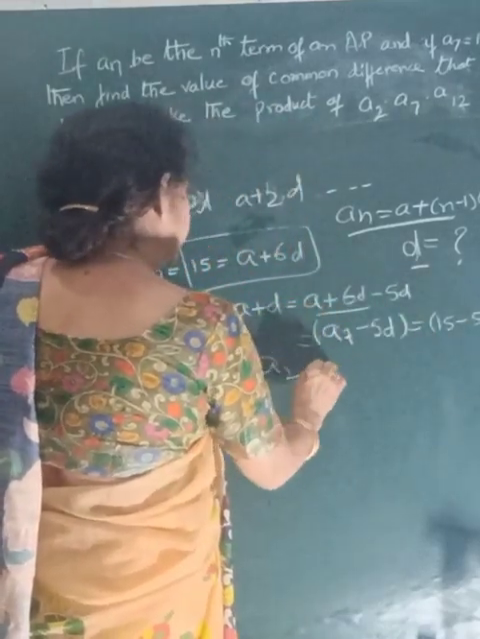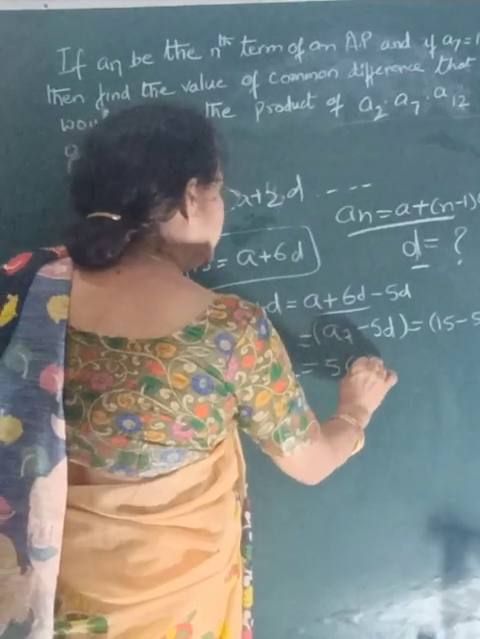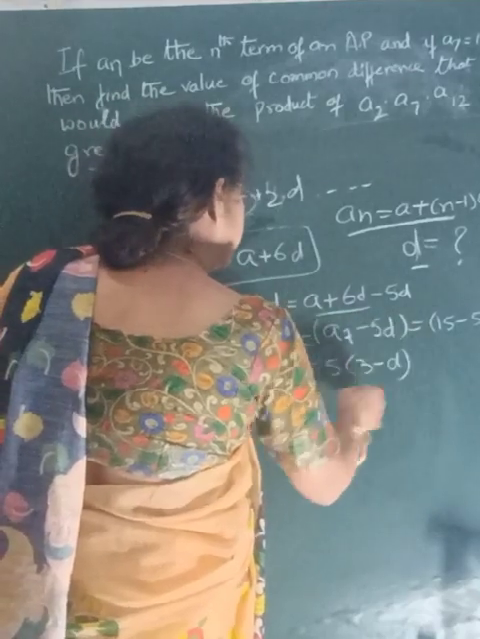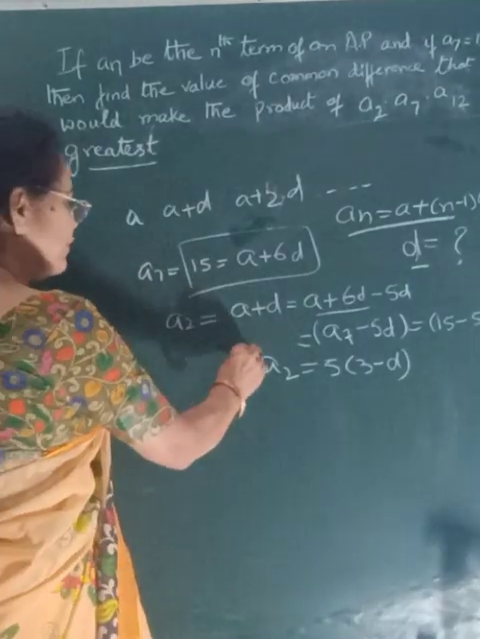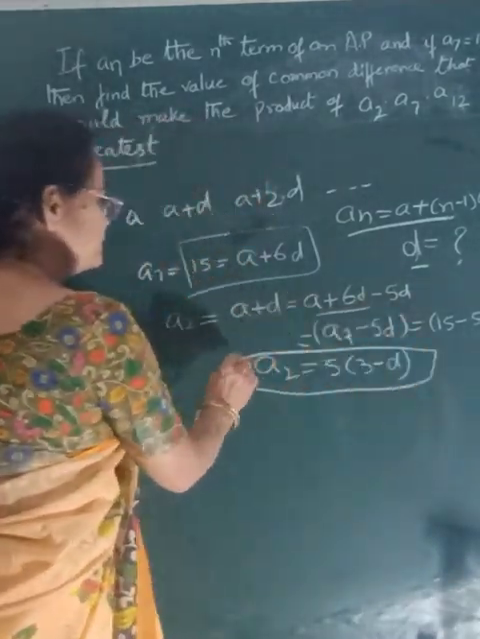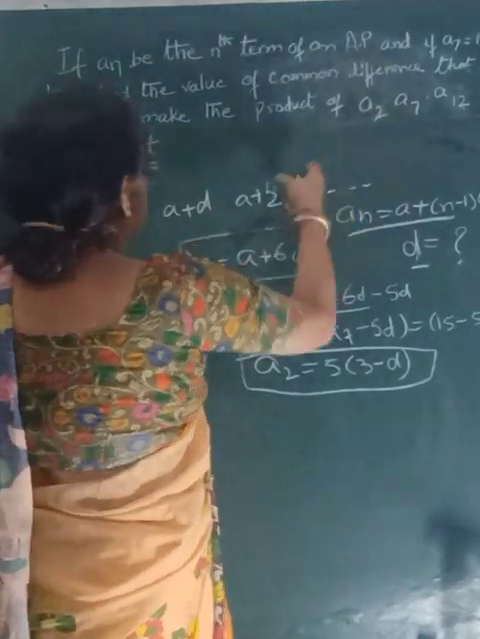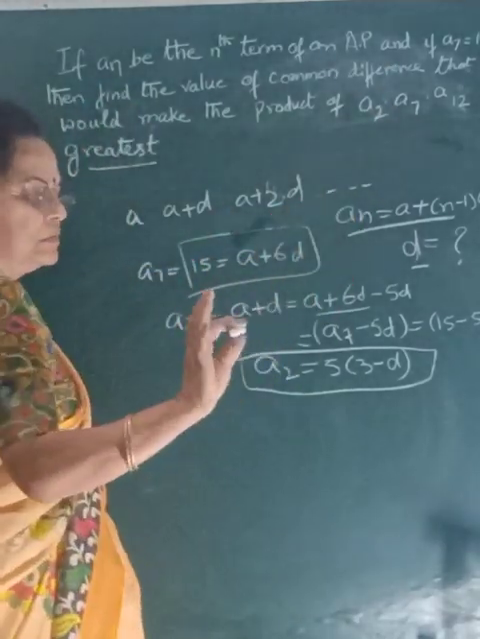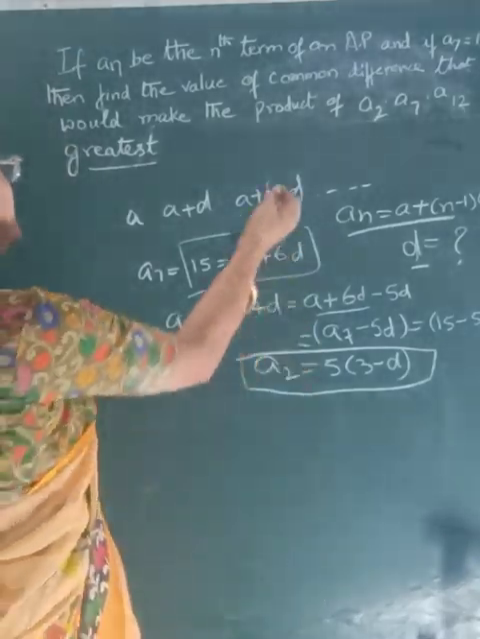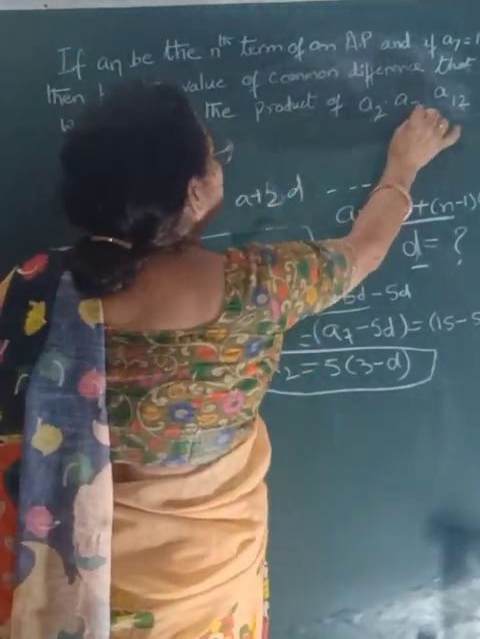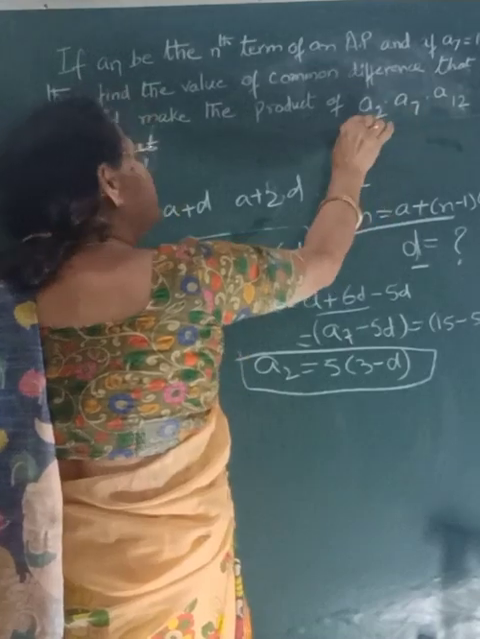Or A2 will be 5 into (3 minus D). Okay, this is the value of A2. Correct? Now A7 itself is given to us. कोई जरूरत नहीं इसको दोबारा कैलकुलेट करने की.